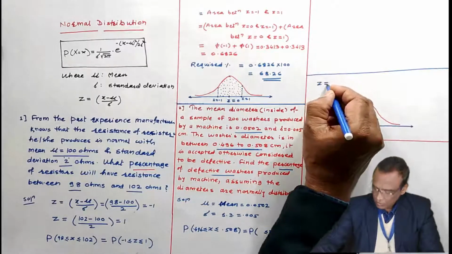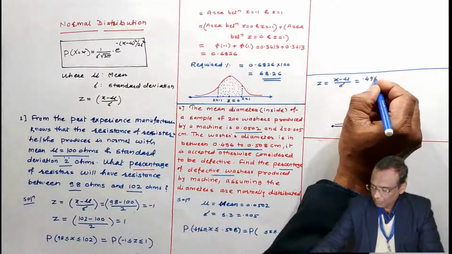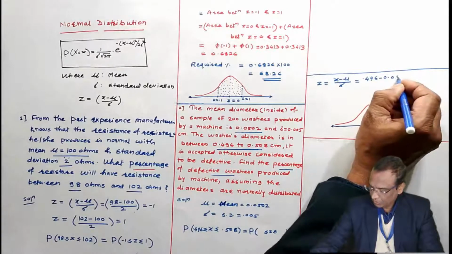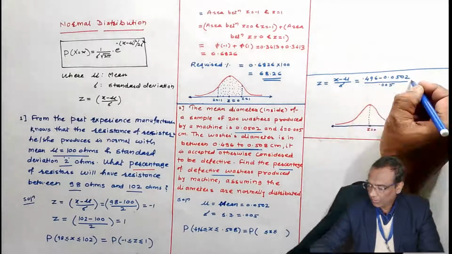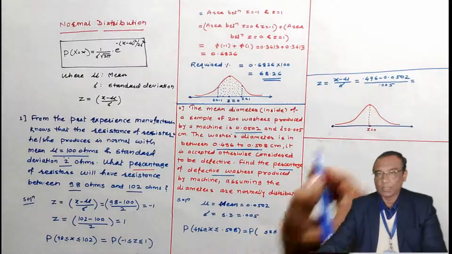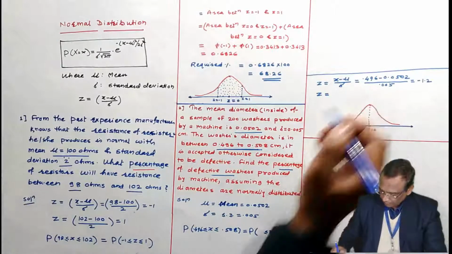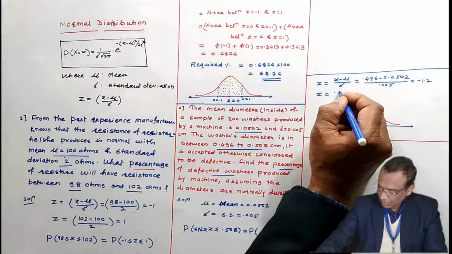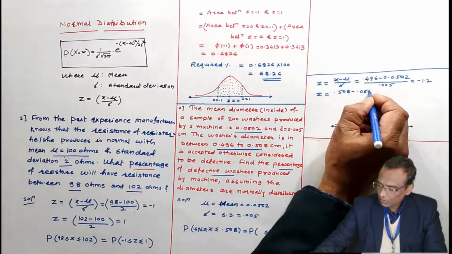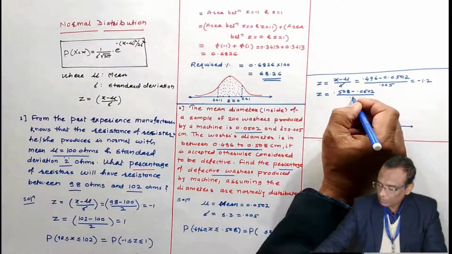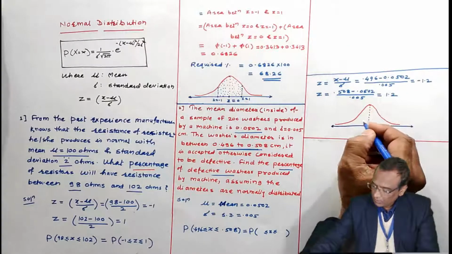Z is equal to x minus mu divided by sigma. x is 0.496, mu is 0.0502, and this divided by 0.005. The value of mu and sigma I am putting here, and the value is minus 1.2. Z value for 0.508 minus mu 0.0502, divided by 0.005, and this comes to be, now the Z is equal to 1.2.